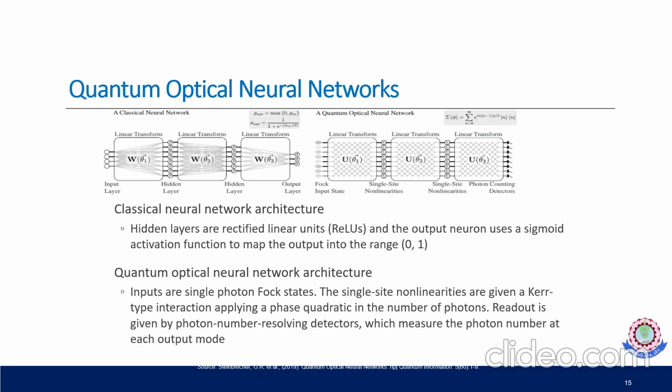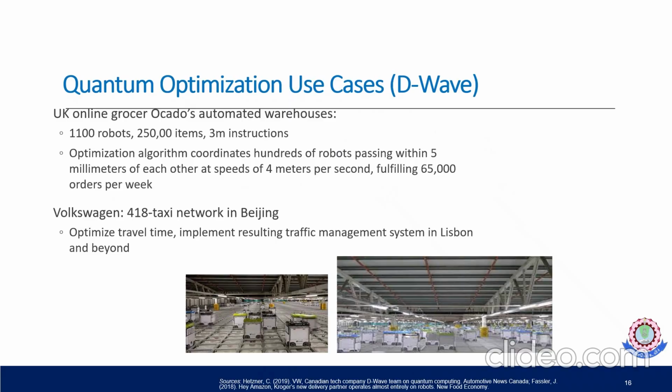On the right side, we have quantum optical neural networks, where the inputs are held in single-photon Fock states. The single-site nonlinearities are given by Kerr-type interaction, which applies a phase quadratic in the number of photons. Readout is given by photon-number-resolving detectors, which measure the photon number at each output mode.